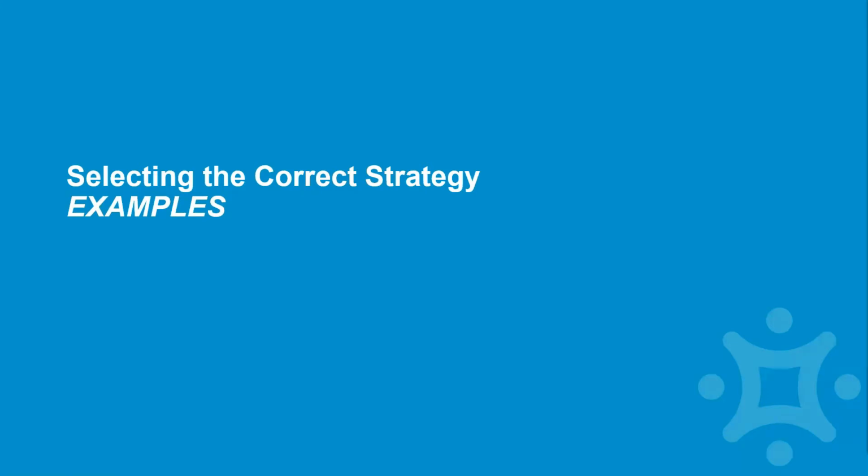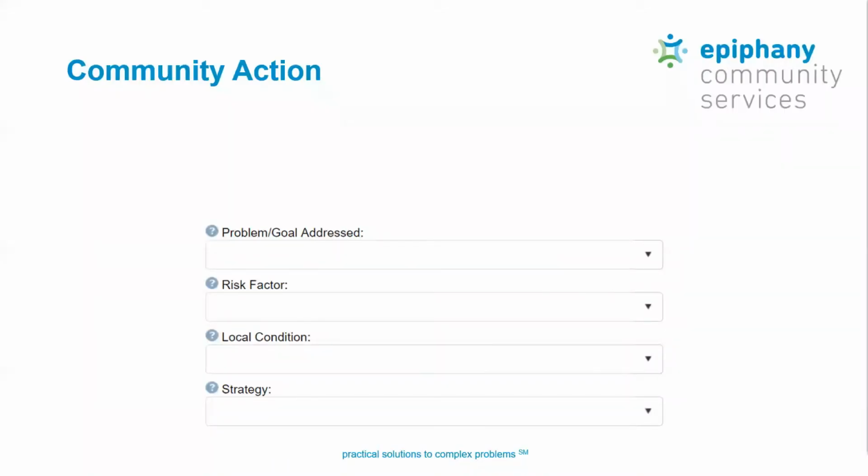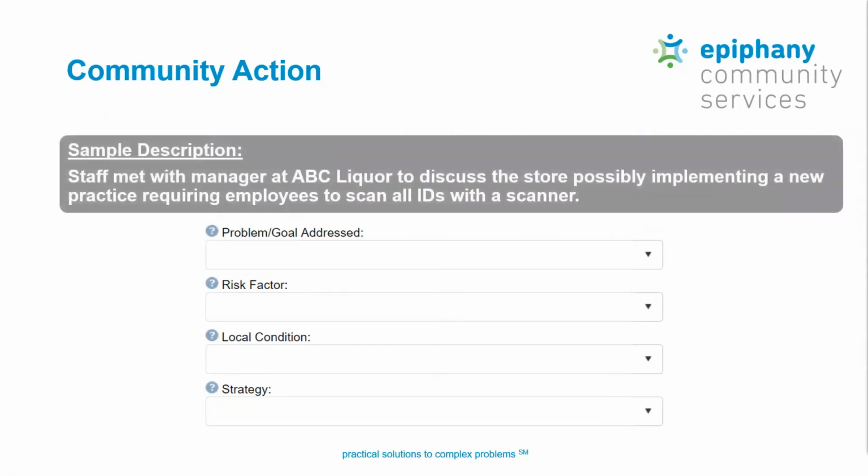So we're going to start today with this example. It's going to be a community action. My staff met with the manager of ABC Liquor to discuss the store possibly implementing a new practice requiring their employees to scan all IDs with a scanner. Hey, look, here's another policy opportunity that goes along with the last example we were talking about.